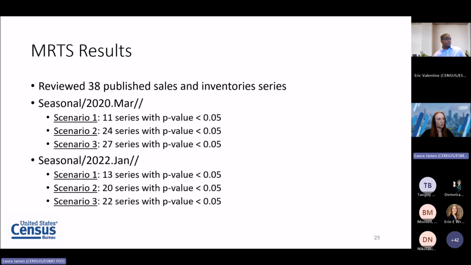Under scenario 2, there were 24 series that were significant, and then under scenario 3, we had 27 that were significant. With that January of 2022 change of regime regressor, scenario 1, under that condition, there were 13 series that were significant. Under scenario 2, we had 20 series that were significant, and then finally under scenario 3, there were 22 series that were significant.